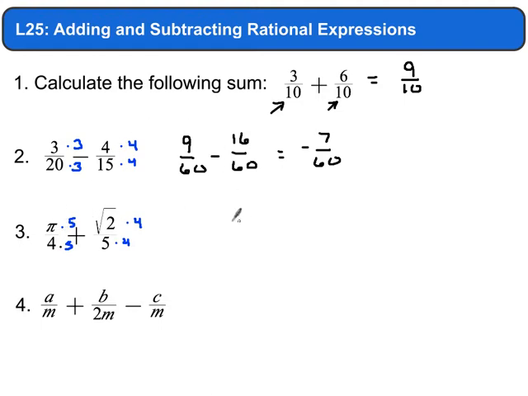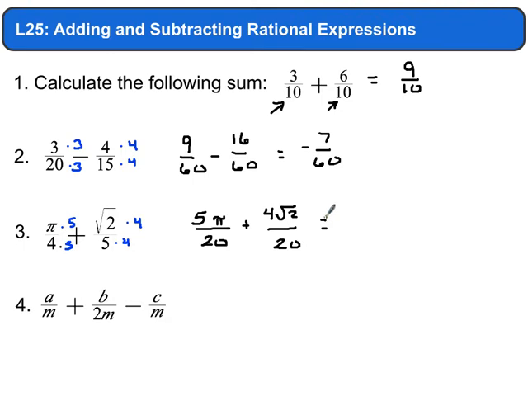When we do 5 times pi, we get 5 pi over 20, and we do the square root of 2 times 4. Remember, you're going to get 4 square root of 2, not square root of 8. So you just want to be mindful about that. And then 5 times 4 is 20.